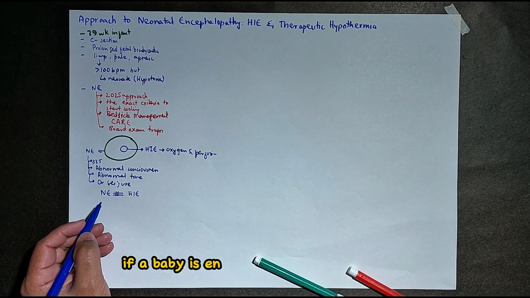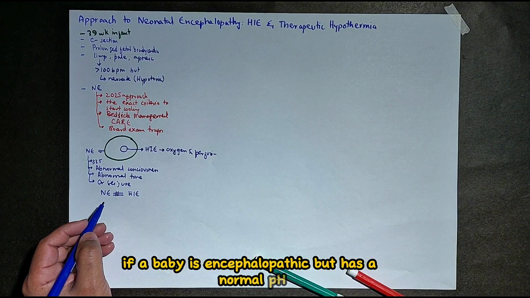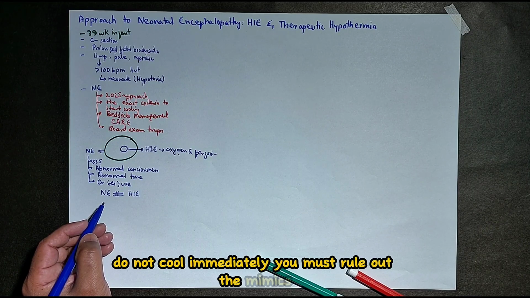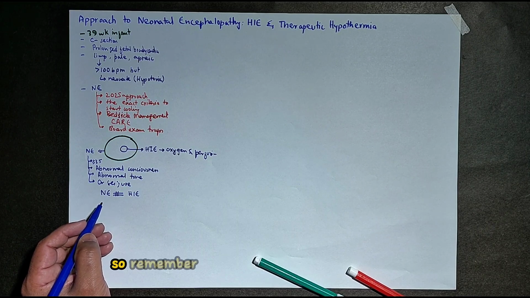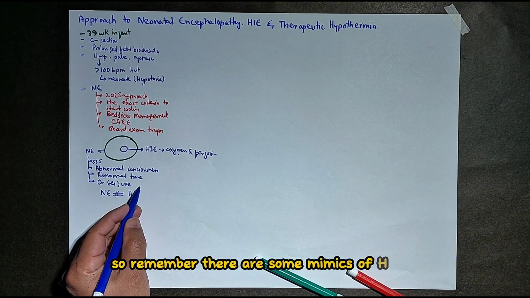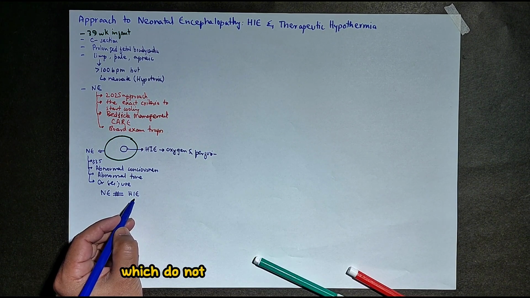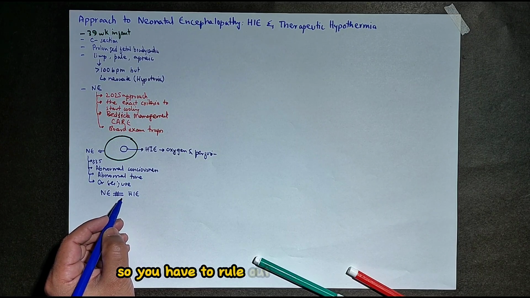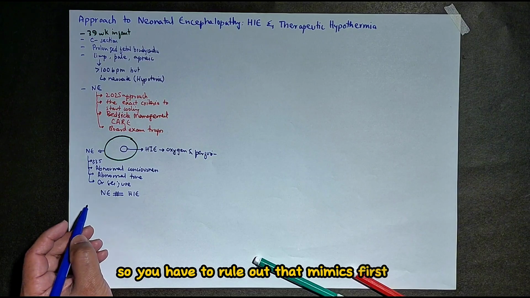If a baby is encephalopathic but has a normal pH, normal base deficit and no sentinel event, stop. Do not cool immediately. You must rule out the mimics. There are some mimics of HIE which do not fit into the cooling criteria, so you have to rule them out first.